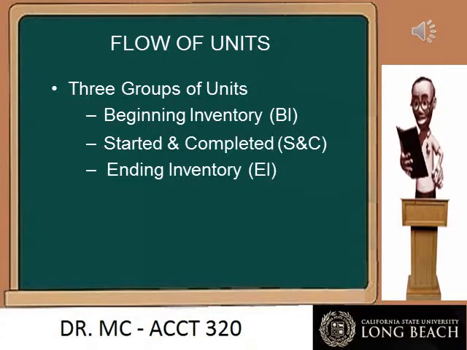The production of the factory works like this. First, the factory takes up the beginning inventory and finishes those units. It then starts work on new units, which it also finishes. This is the started and completed units. Finally, it starts work on new units that it doesn't finish. This is the ending inventory.